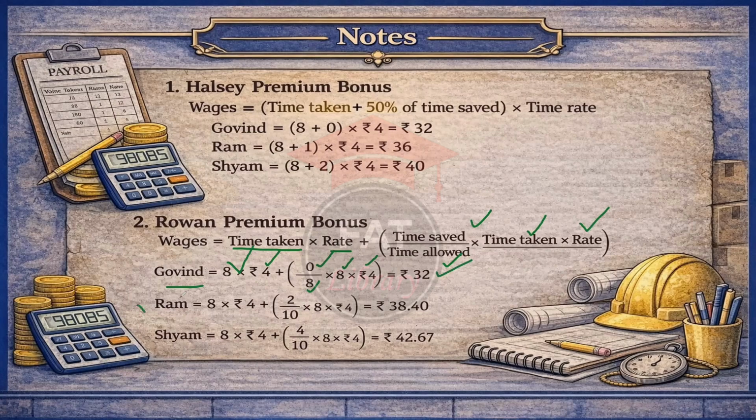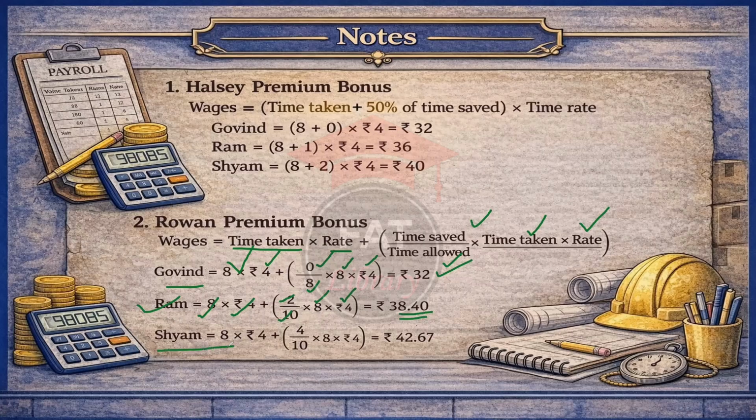So in case of Ram, again time taken is 8 hours, 4 rupees is the rate. So time saved is 2 hours and time allowed is 10 multiplied by 8 hours time taken and the rate is 4 rupees per hour. So he got 38.40 as earnings in case of Rowan premium.